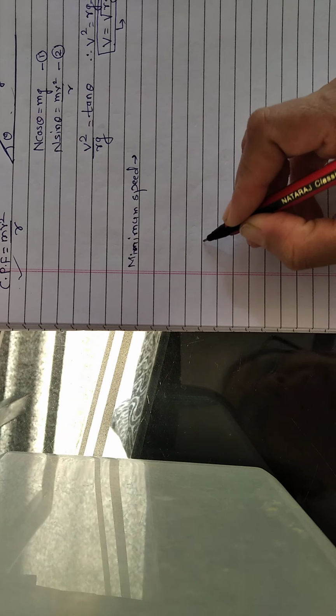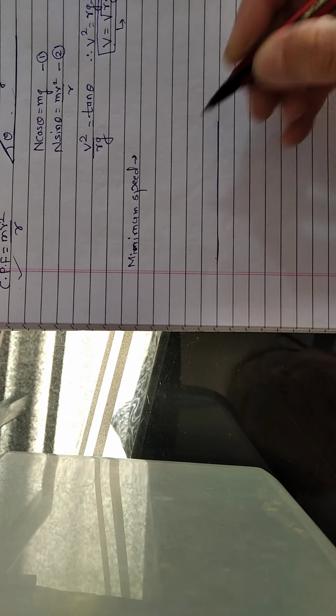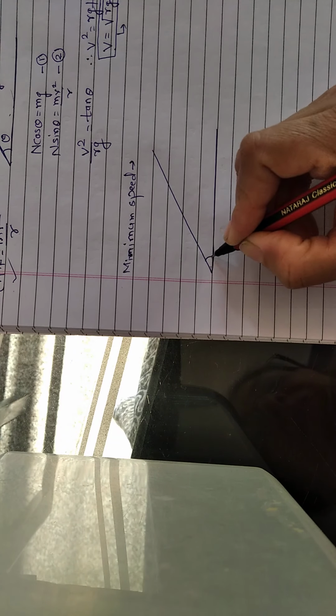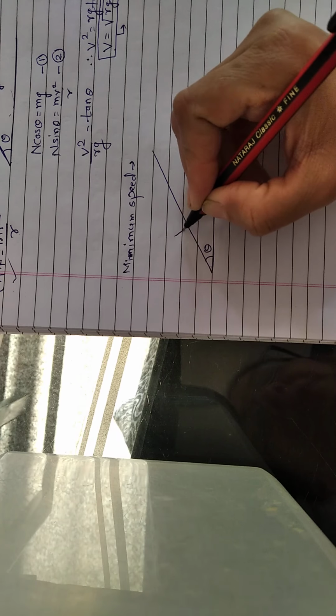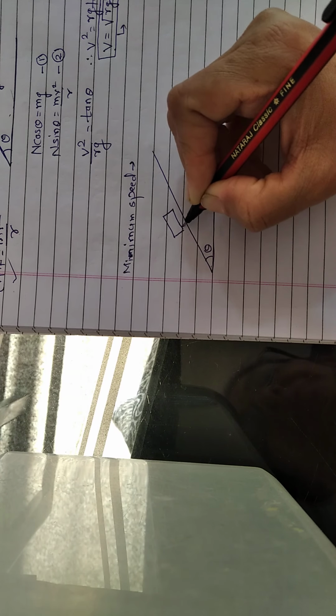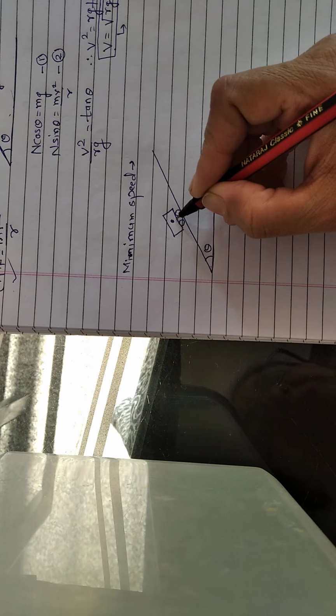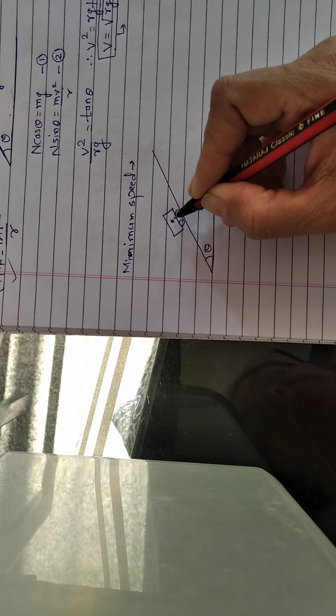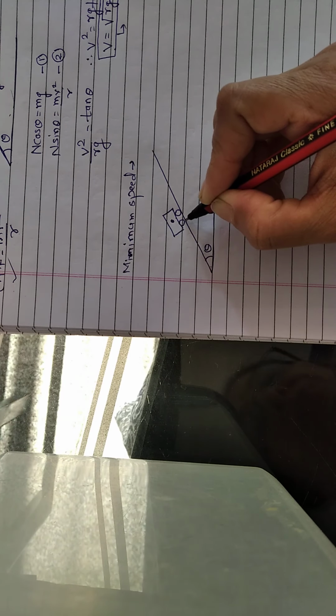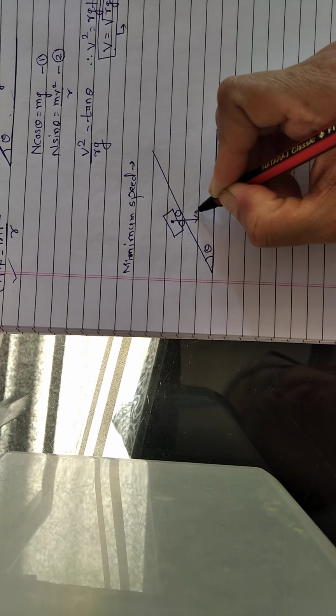Okay, now come to the minimum speed. Again we will consider the same diagram. Consider the inclined banked road. This is the angle theta. The vehicle is moving with the minimum speed. This is the center of gravity. If m is the mass of the vehicle, mg will be the weight, and that is the force acting in the vertically downward direction. So that is the mg.